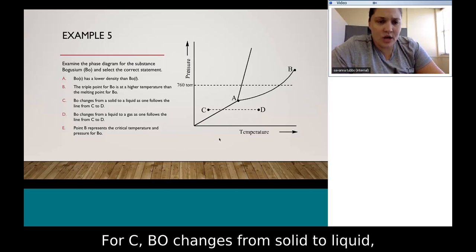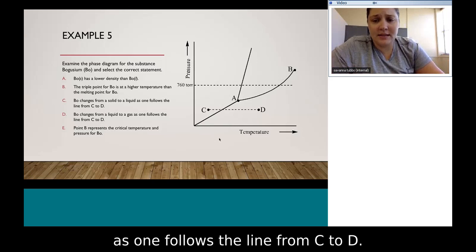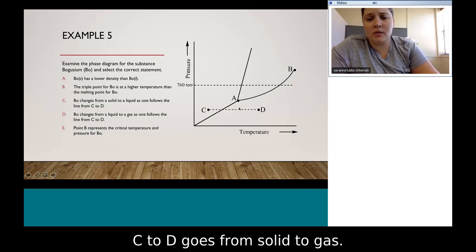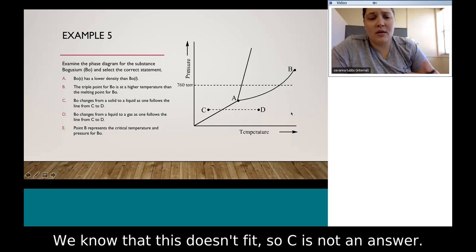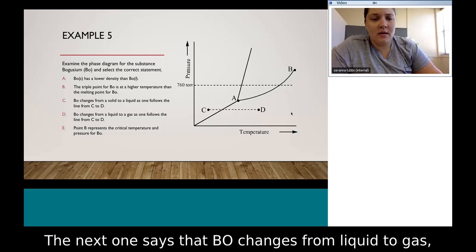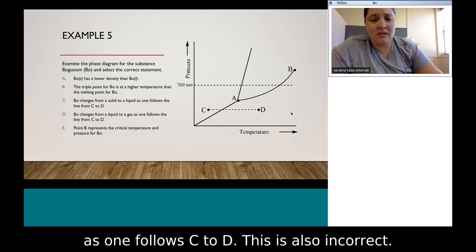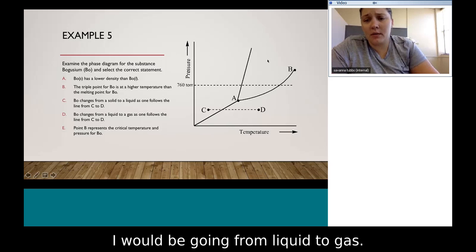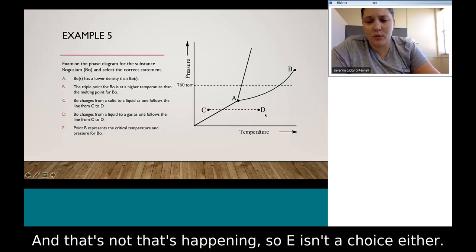For C, BO changes from solid to liquid as one follows the line from C to D. So we said up here is solid, and right here is liquid. C to D goes from solid to gas. So we know that this doesn't fit, so C is not an answer. The next one says that BO changes from liquid to gas as one follows C to D. This is also incorrect. I would be going from solid to gas, not from liquid to gas, and that's not what's happening. So D is not an answer choice either.